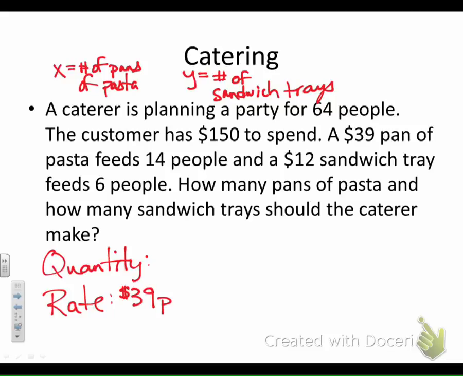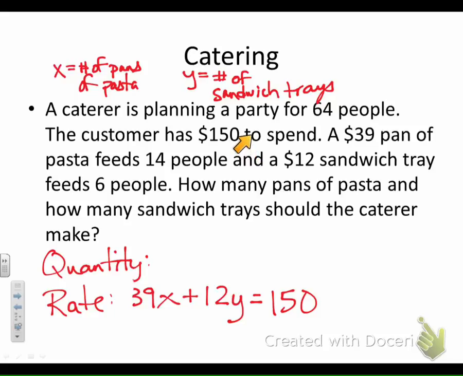per pan of pasta. Maybe I don't need the dollar sign. And I'm going to add that to the amount for the, and it's not P either. It's a Y. Right? It's pasta. And we're going to have plus $12 per sandwich tray. That's going to equal the total amount. It says I have to spend $150.